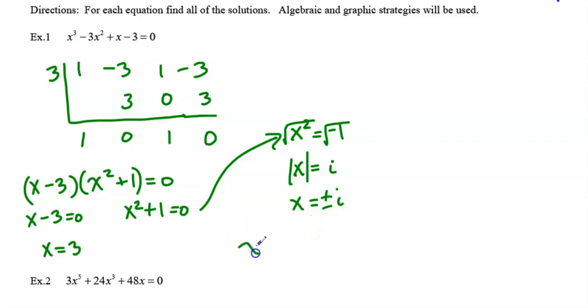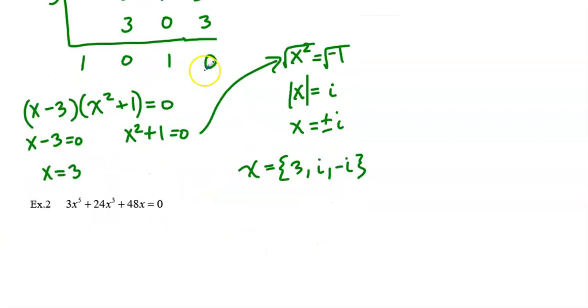So my roots, the solution set, I was expecting 3 roots. I do have them: 3, i, and -i. These are complex conjugates, as expected. If there's 1, there's going to be 2, and they're going to be conjugates.